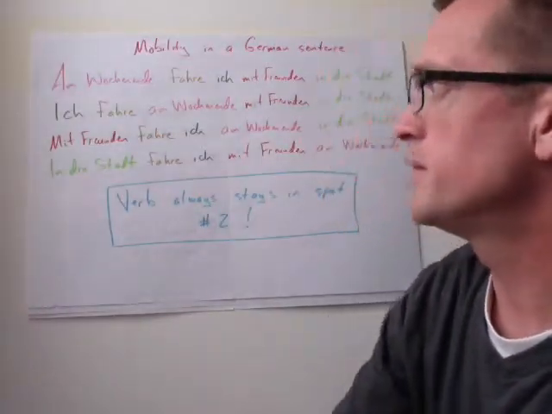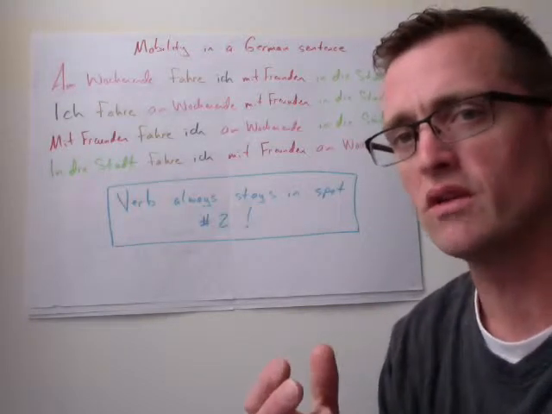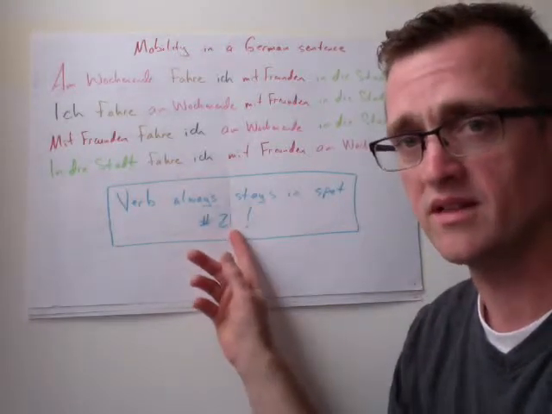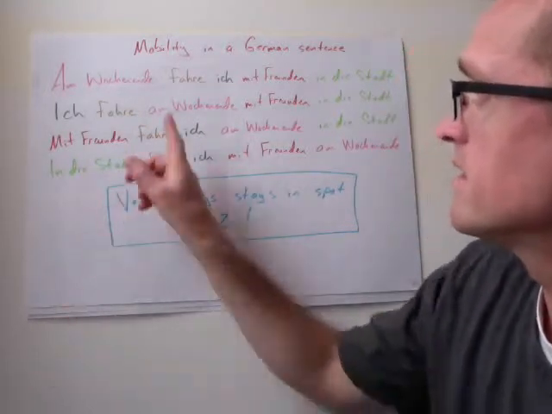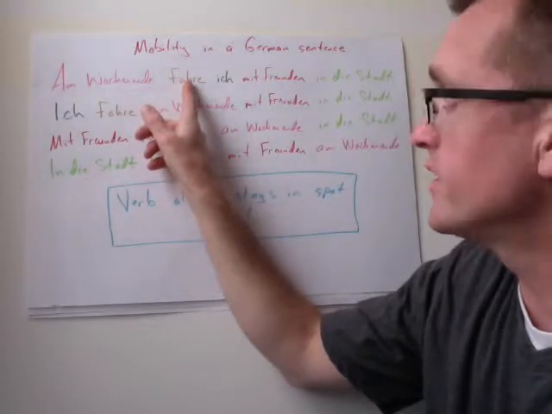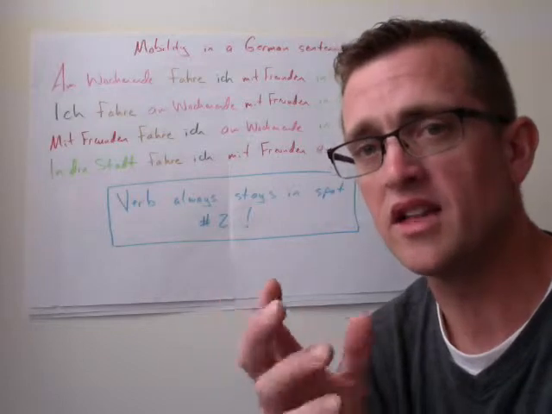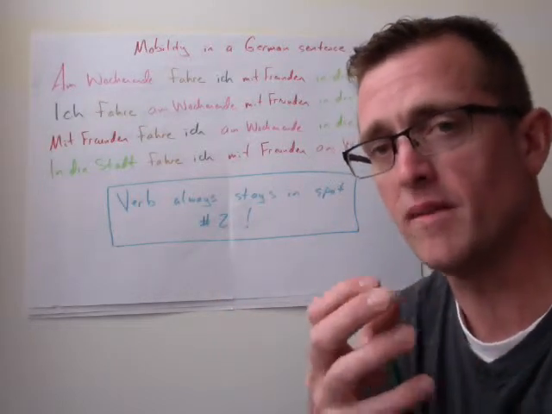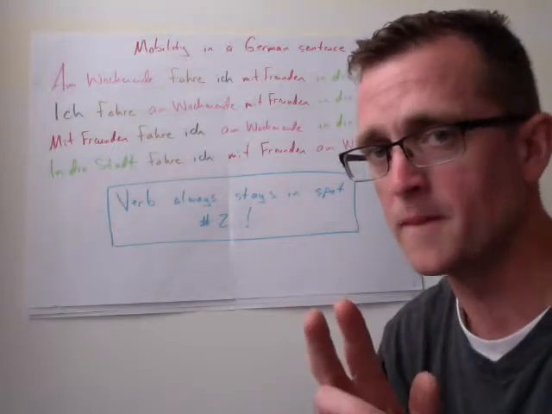So, mobility in a German sentence. I've got the same sentence written 4 times on this paper here, and I'm going to show you one little trick. Down at the bottom, it says the verb always stays in the same spot. If you can tell on this, the brown word there, fahre, is the verb. And every time it's going to stay in the same spot. Now, by spot, I don't mean it's going to be the second word every time. I mean, grammatically speaking, as far as parts of the sentence are concerned, it's always going to be number 2.